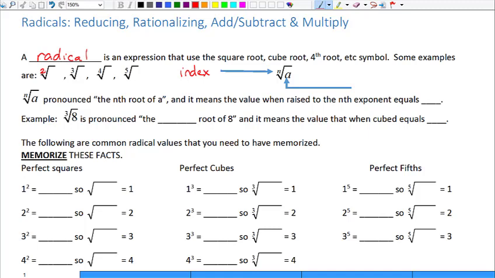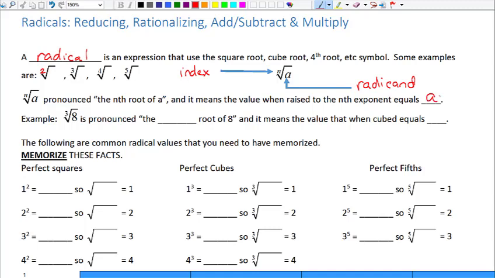In fact, we call it a square root. Square means 2, like when you square something. But square roots are so common, we just don't write the index. But that would be the index n. The letter a, in this case, is called the radicand, and the radicand is just the name for the number underneath the radical symbol. So the nth root of a is pronounced the nth root of a, and it means the value that when raised to the nth exponent equals a.